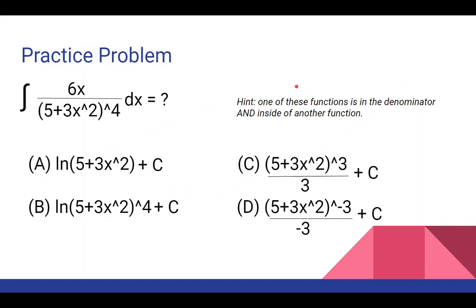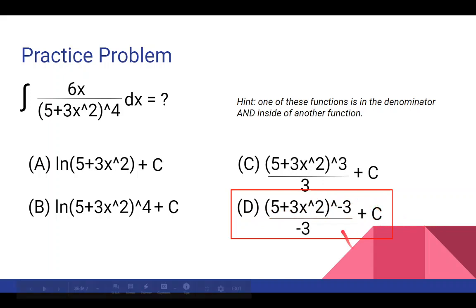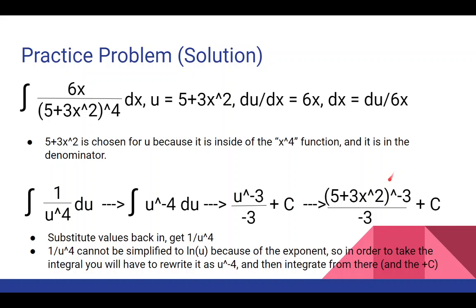Okay, so the correct answer to this problem would be D. 5 plus 3x squared to the power of negative 3 over negative 3 plus c. And I'm just going to walk you guys through how to do it really fast. So since we have a fraction, the denominator would be what we're going to want equal to u, but we don't want this to the power of 4 in there. We'd rather have what's inside of this function, which is just 5 plus 3x squared.